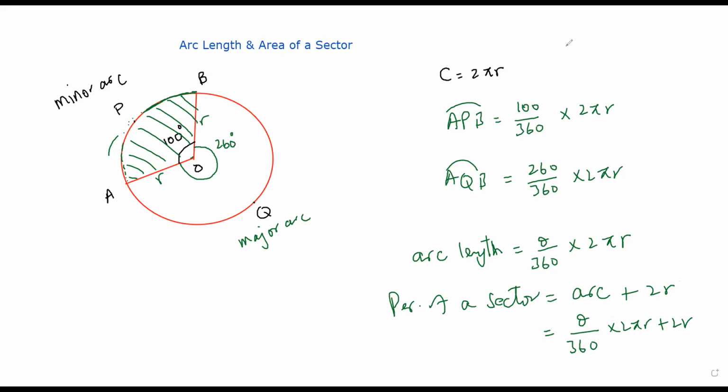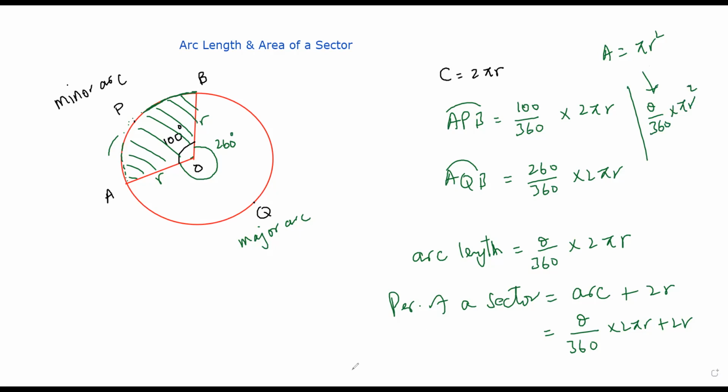And you already know that area of a circle is pi r square, and then area of a sector, you have done that, that is theta over 360 times pi r square. That is how you find the area of the sector.